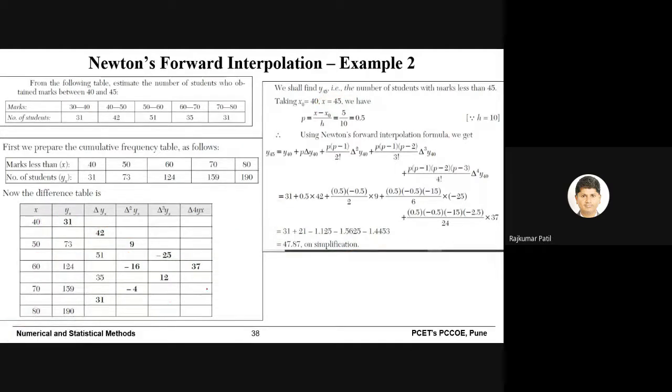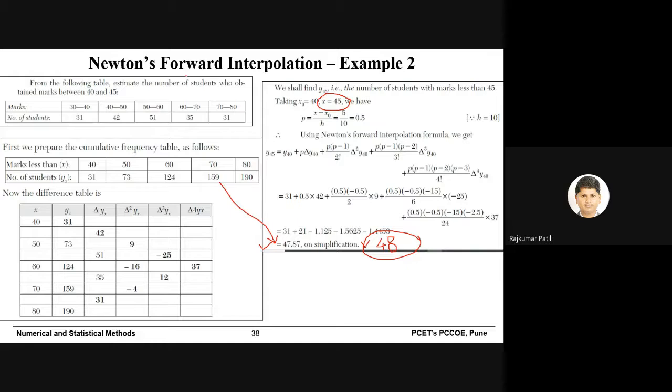But the important thing is that this is not the final answer, because we received this answer for the modified table. So what is the meaning of this answer? 47.87 means we will take approximately 48, the integer, because the number of students cannot be in decimals. It must be an integer. So what does this mean? There are 48 students who received less than 45 marks. This is the meaning of this answer.